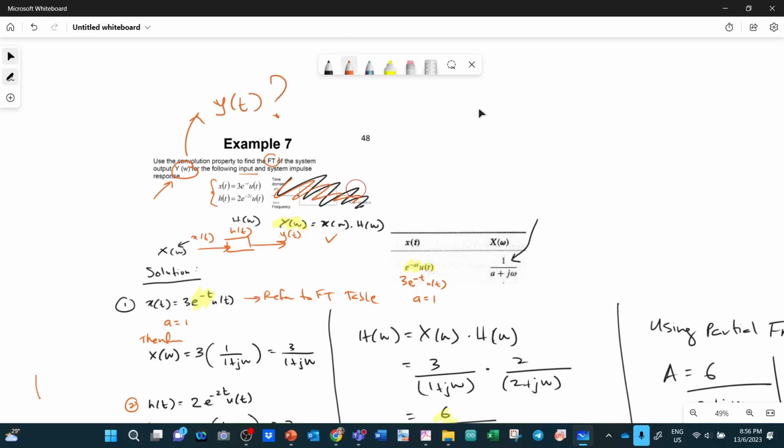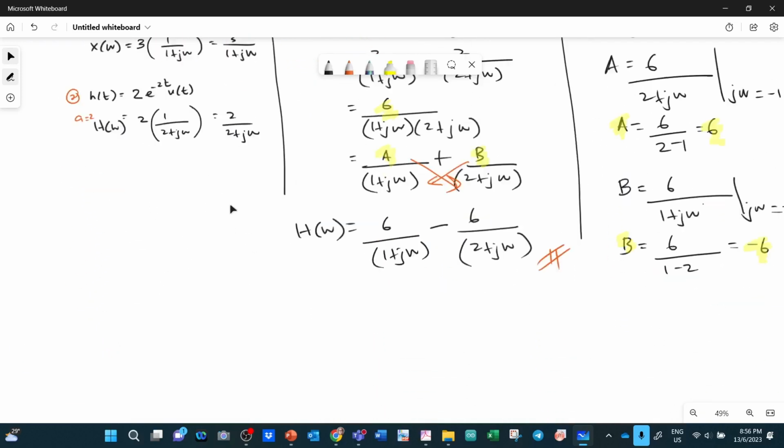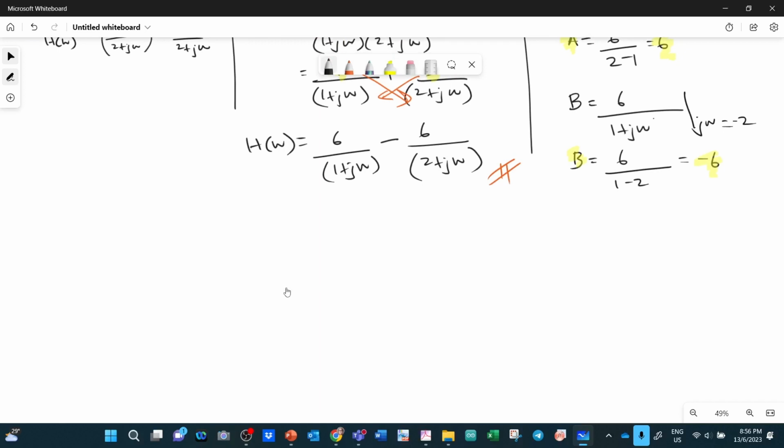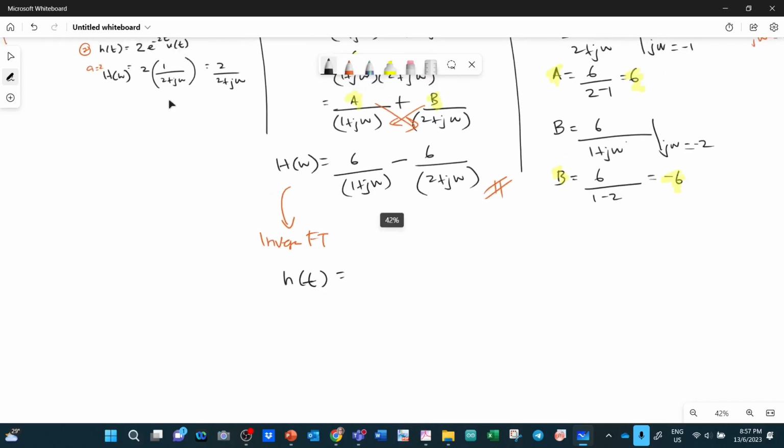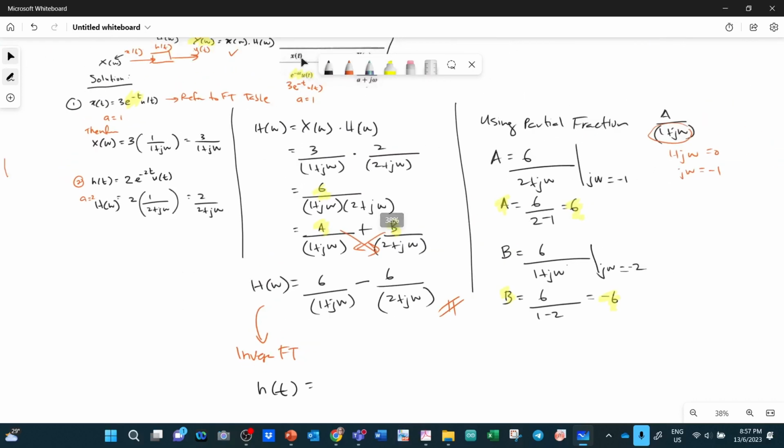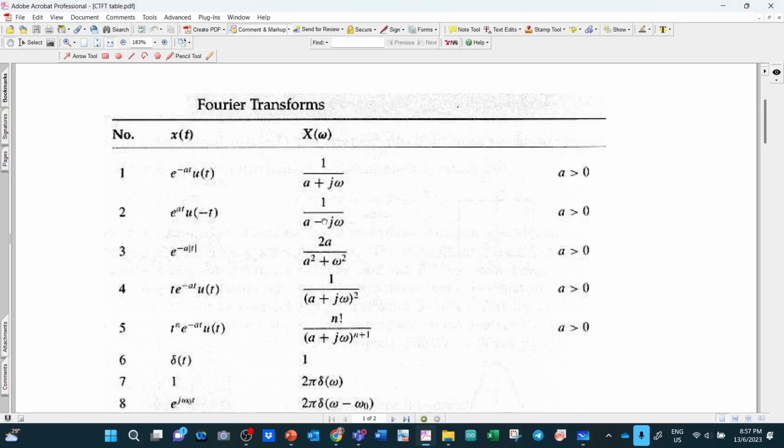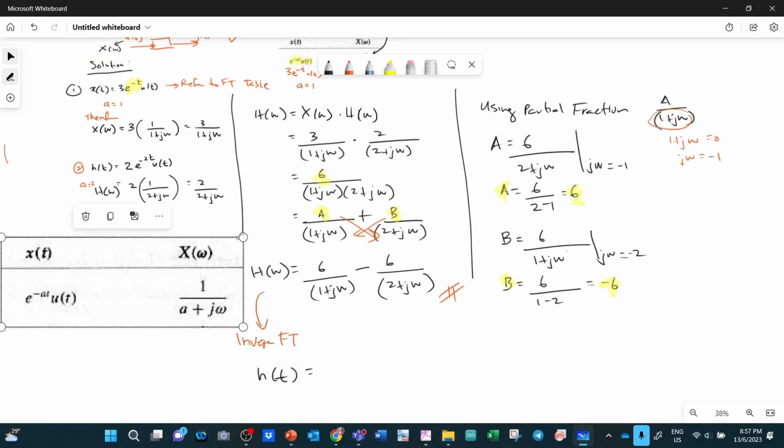So y(t). Are you going to use the convolution integral to answer this? No, no need. You're still going to use the inverse Fourier transform. So you're going to find what is h(t). How do you find the inverse Fourier transform? By looking at the table. The table from earlier. Where is the table? This one, right? Okay, this is the table.